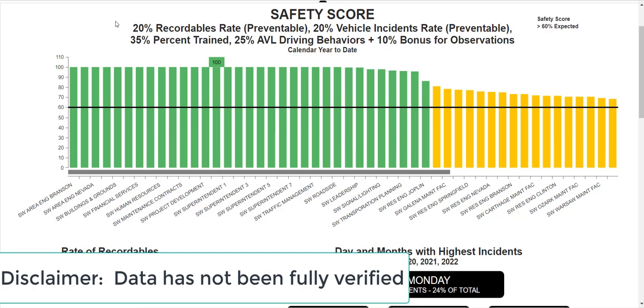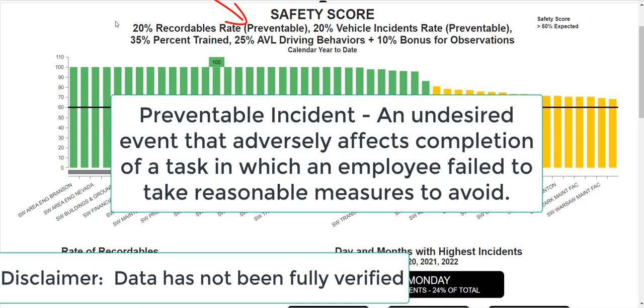Again, recordables are situations where employees have been injured and it's been some kind of a cost to the department. But particularly we're looking at the ones that were preventable. That point is up to 20%. So it goes to recordables, 20% to our vehicle incident rate. Again, were those incidents preventable? Those are the ones that will have a negative impact to your score.